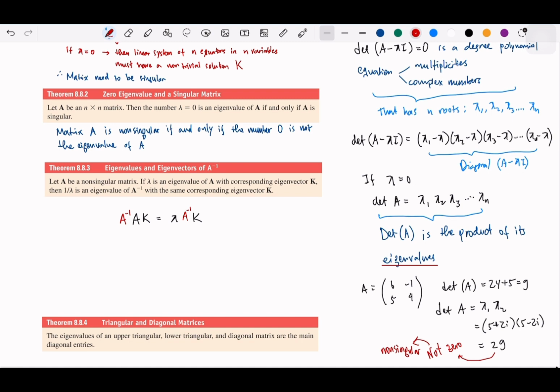Now A inverse A will be the identity. Let me write I k, and this will be lambda A inverse k. Or we can write A inverse k equals 1 over lambda k. So we can see that this is the eigenvalue of A inverse.